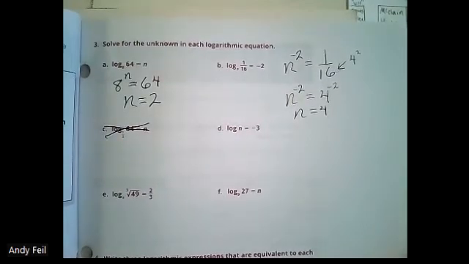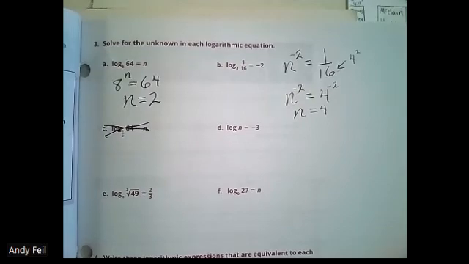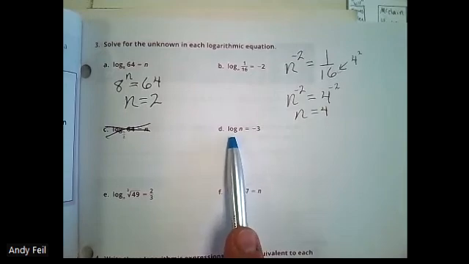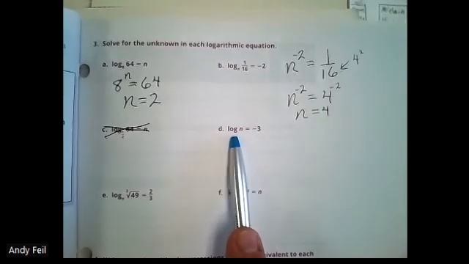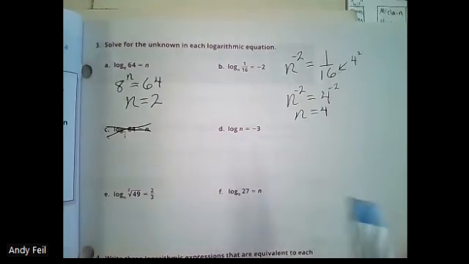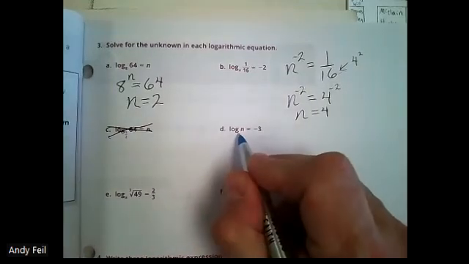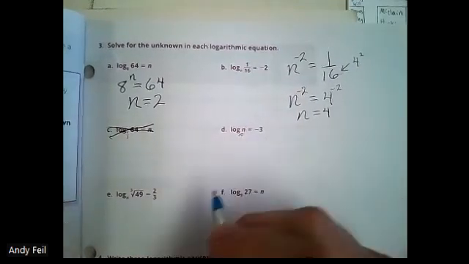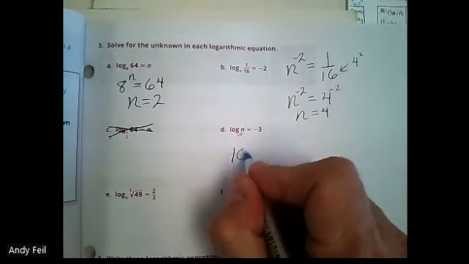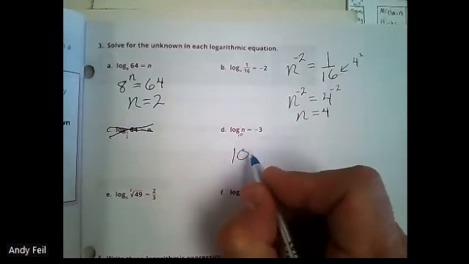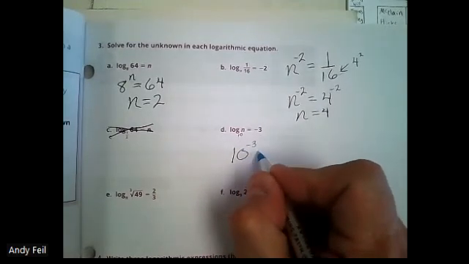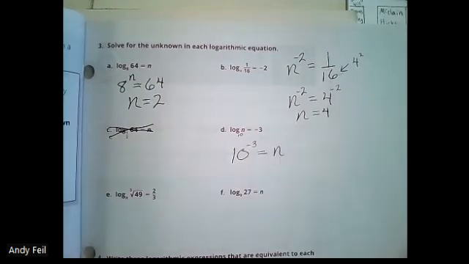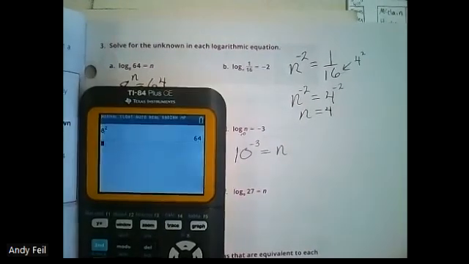All right, what's the base? Not E. Why isn't it E? Because what does it say? Does it say ln or does it say log? It says log. So what's the invisible number I'm pointing at? It's 10. So this is 10 to what power? -3. 10 to the -3rd is equal to n. Well, what is 10 to the -3rd?